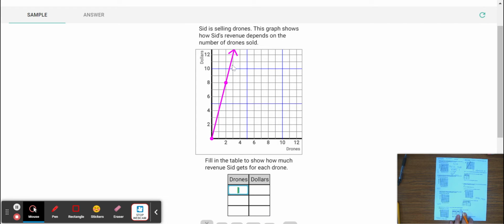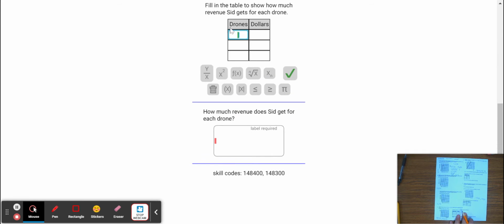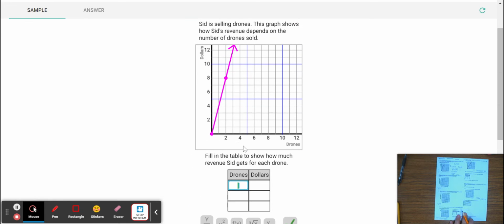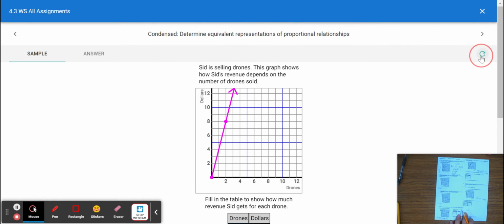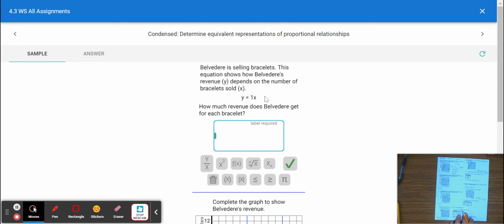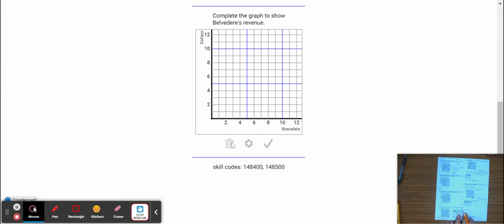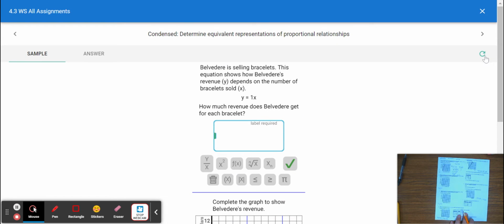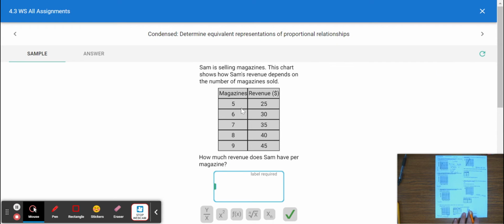You could be given a graph, a table, or a question of how much revenue. You could be asked to write an equation. You might be given an equation and you have to write the revenue amount and graph it. There are various things you may have to do. You might be given a graph and have to write how much revenue. So I'm going to do one on paper and then some on the computer.